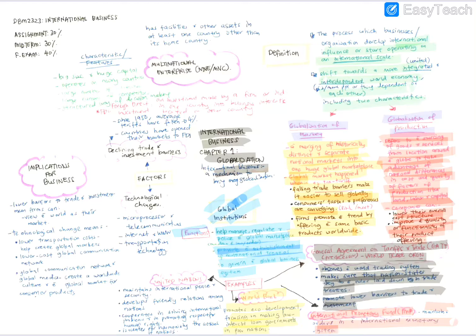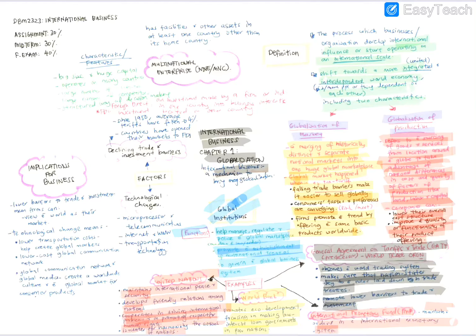Then lastly, we have the United Nations. What are the functions of the United Nations? They maintain international peace and security, develop friendly relations among nations, cooperate in solving international problems and promoting respect for human rights, and are a center for harmonizing the actions of nations. So these are the global institutions. The examples are GATT, WTO, International Monetary Fund, World Bank, and United Nations.